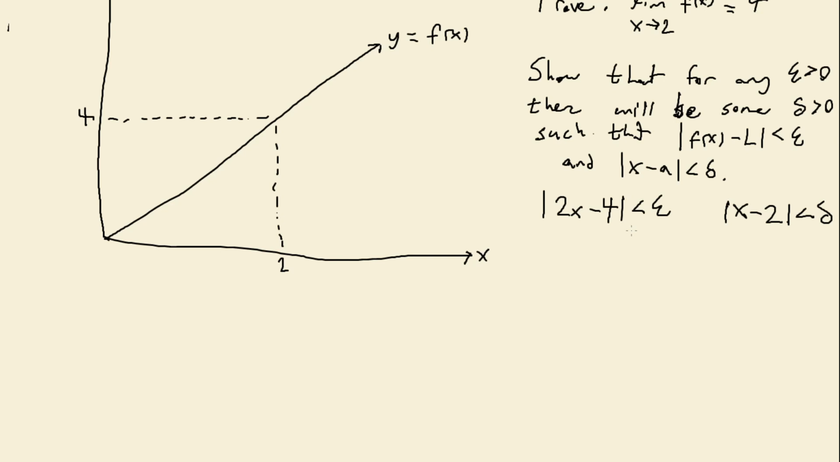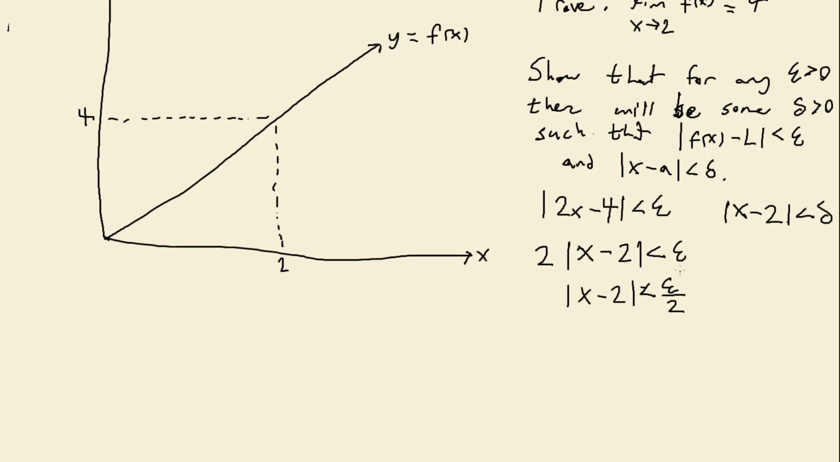And the way you go about proving these is you try to find some relationship between epsilon and delta. And what I'm immediately noticing here is that in 2x minus 4, we can factor out a 2. And we get 2 times the absolute value of x minus 2 is less than epsilon. If we divide both sides by 2, we get the absolute value of x minus 2 is less than epsilon over 2.